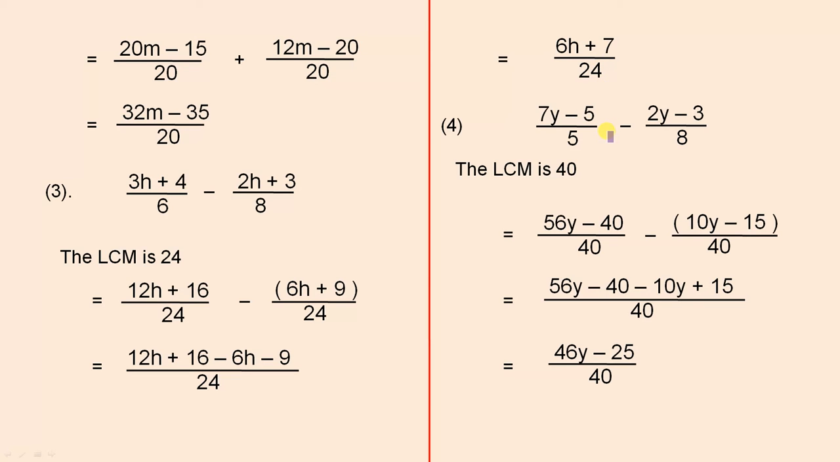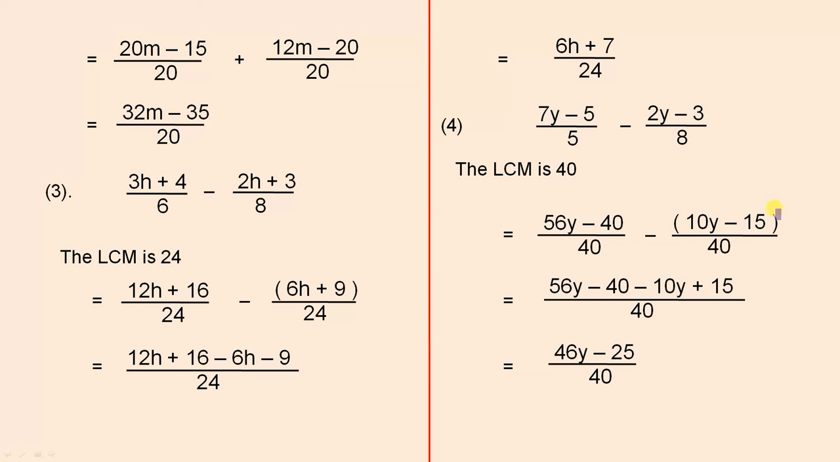And here's our final example. The principles are exactly the same. The LCM is 40. How do we get 40 here? Multiply top and bottom by 8. That gives us that section. Since the LCM is 40, how do we get 40 here? Multiply top and bottom by 5, and that gives us that section.